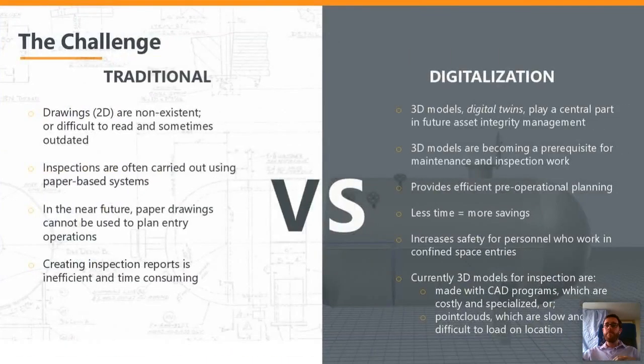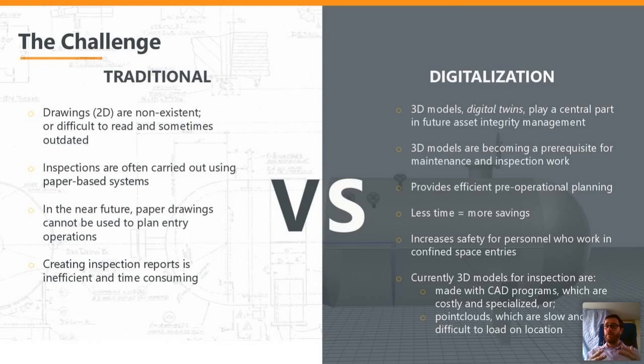And one of the reasons why we developed this software was that in the traditional sense, if we take oil and gas and we take inspections as an example, sometimes drawings are non-existent. They're difficult to read, they're outdated. And also if you're doing, for example, inspection plans on a head of a pressure vessel, if you have some inspection locations, if you're looking at a side view of the drawing, you don't know if it's on the front or the back.